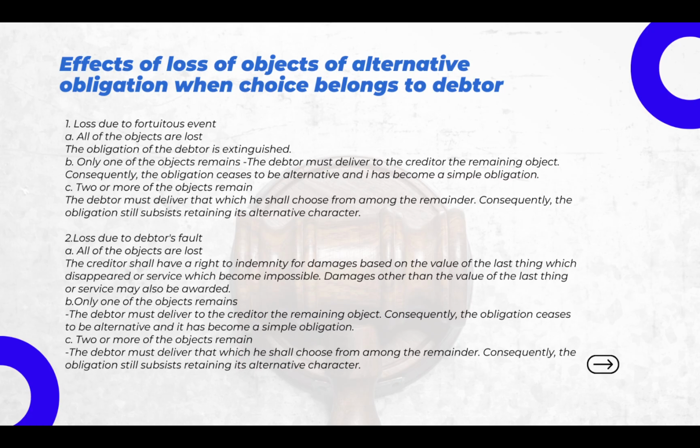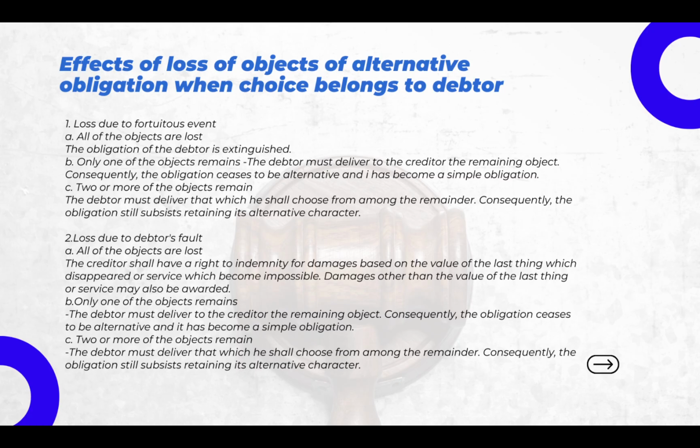Okay? If only one of the objects remains, the debtor must deliver the creditor the remaining object. Consequently, the obligation ceases to be alternative and it becomes simple obligation. Syempre, ganun yun. Pag natira na lang isa, simple obligation. Pag 2 or more of the objects remain, the debtor must deliver that which he shall choose from among the remainder.